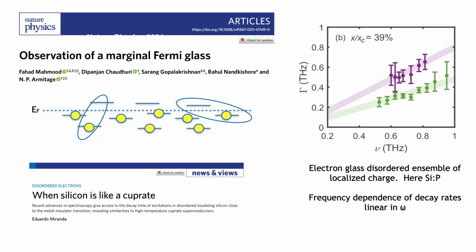And what we found was that the energy relaxation rates go linear in frequency with a coefficient very close to 1. And in homage to Anderson's old notion of the Fermi glass, but here a linear relaxation rate, a relaxation rate which goes linear in frequency with a coefficient close to 1. We refer to this as a marginal Fermi glass, and this was published some years ago.